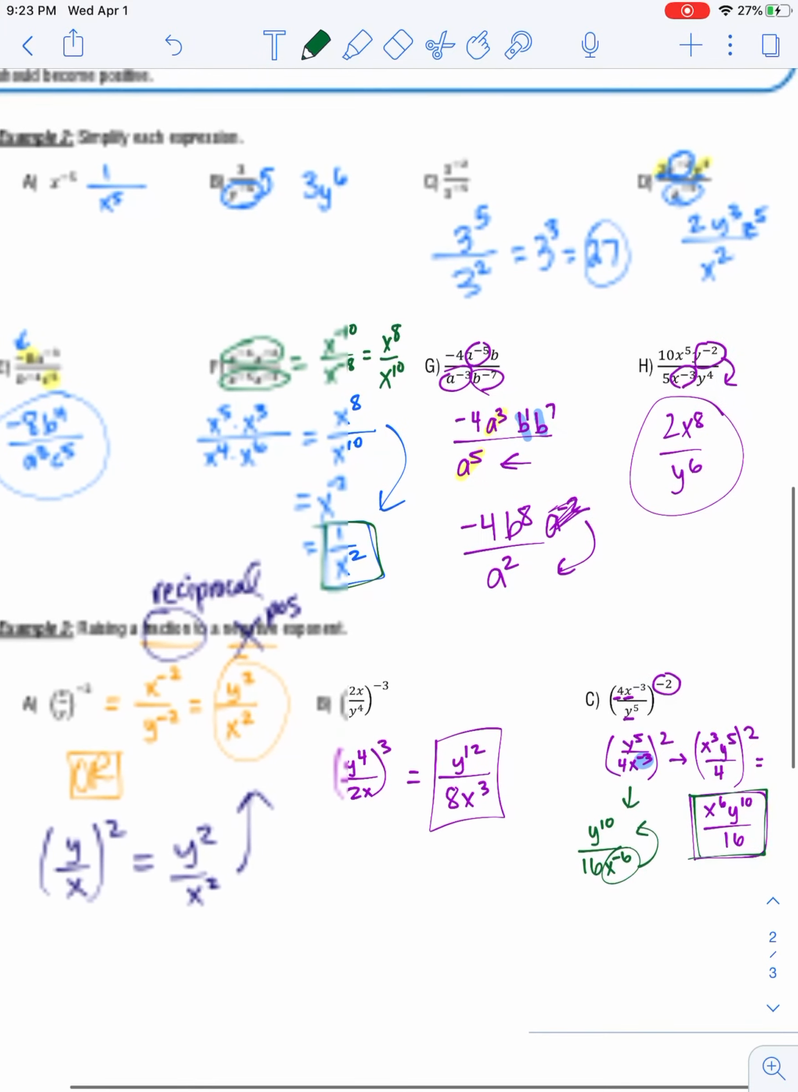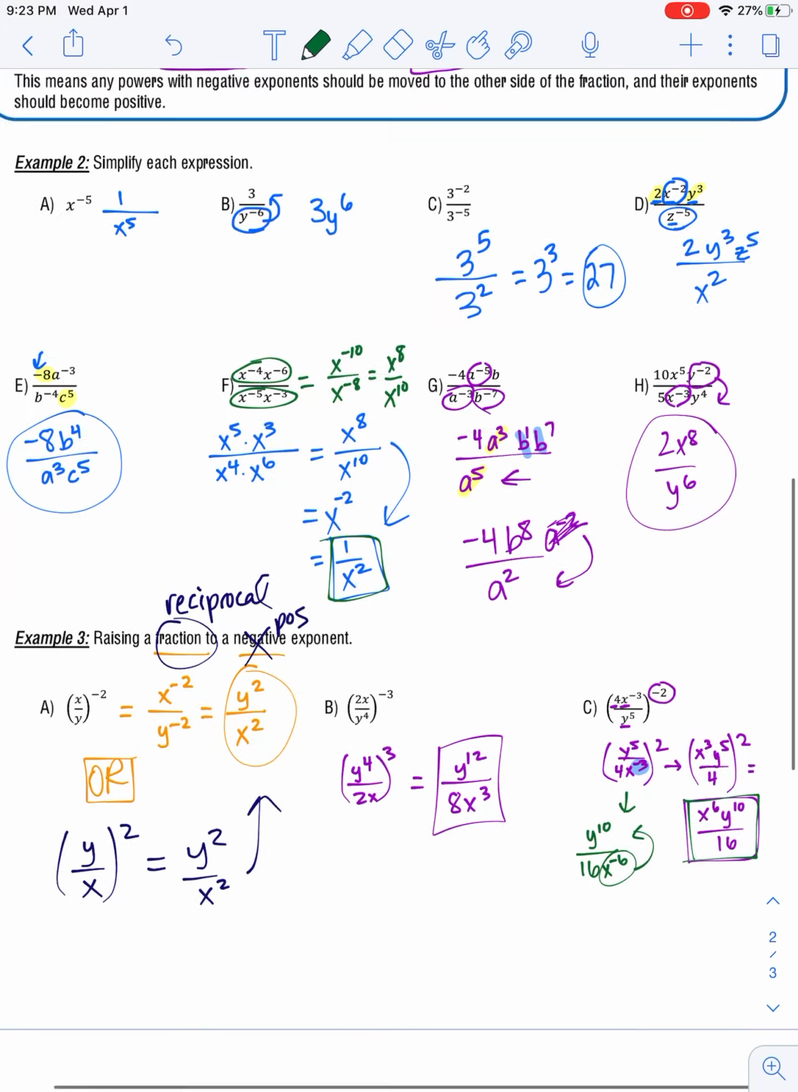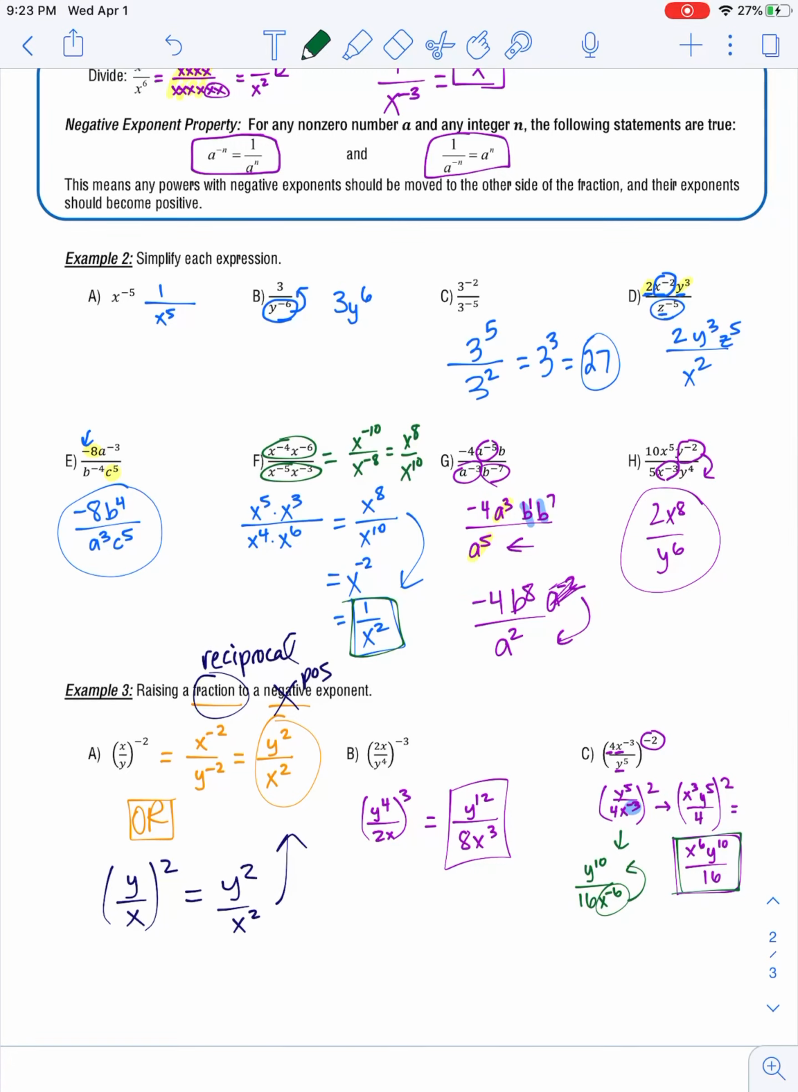All right, that concludes our lesson on properties of exponents when we're dealing with exponents of 0 or exponents that are negative.